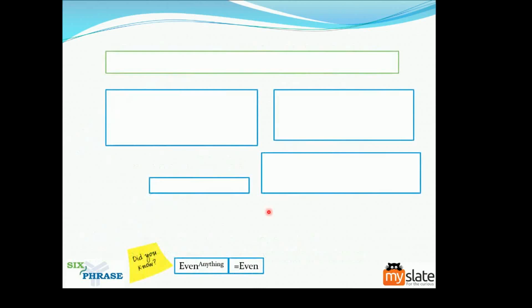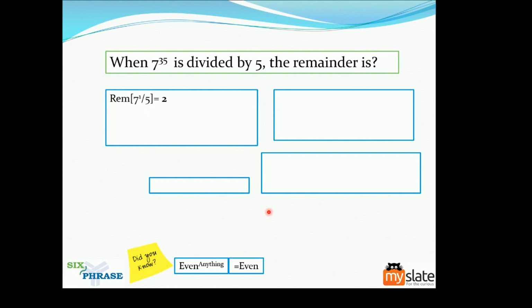Now when 7 power 35 is divided by 5, the remainder is? Now what do we do? You know the drill. The first thing is, you start with 7 power 1 divided by 5, the remainder is 2. Yes, right guys. Next, you do the remainder of 7 square divided by 5. 7 square is 49, right? 49 divided by 5, the remainder is 4. So that is why you have 4 here.